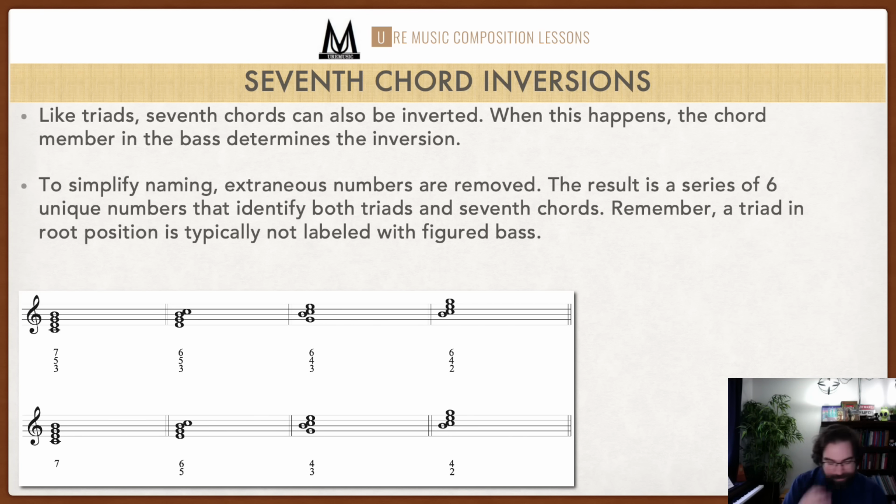So memorize the fact that a seventh chord is indicated by a 7 when it's in root position. It's indicated by 6-5 when the third is in the bass, 4-3 when the fifth is in the bass, and 4-2 when the seventh is in the bass.